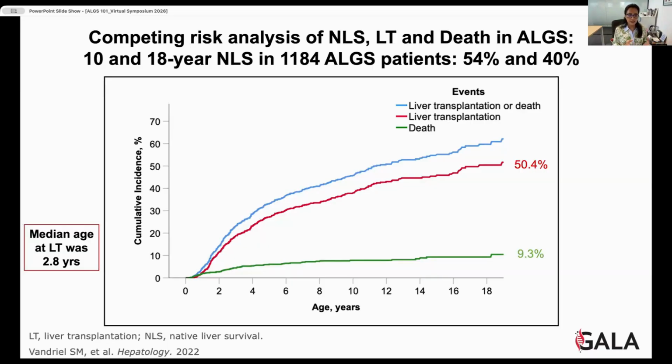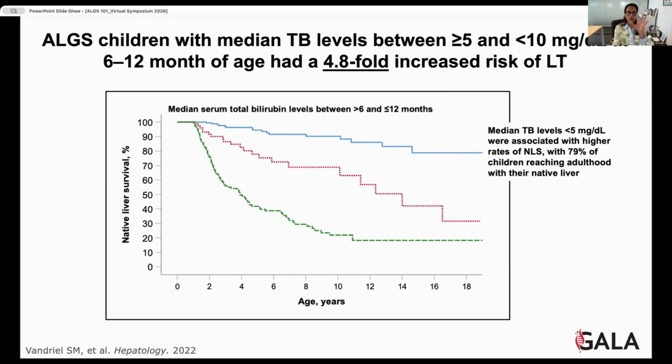The average age at transplant is about 2.8 years. So most of the transplants do occur in early childhood. But by 18, there's still some kids in that middle age of childhood who will need a liver transplant. We were also able to look at labs, and we found that your AST, ALT, GGT, none of these labs help predict who will need a transplant. The one lab value that is helpful is your total bilirubin, and you can use the total bilirubin between the ages of 6 to 12 months to get an assessment of the prediction of whether or not you'll need a transplant.